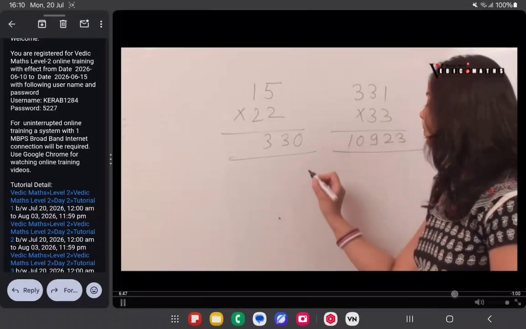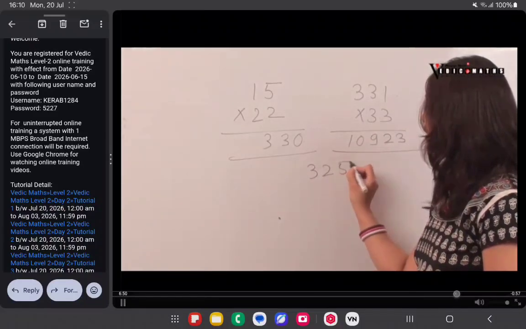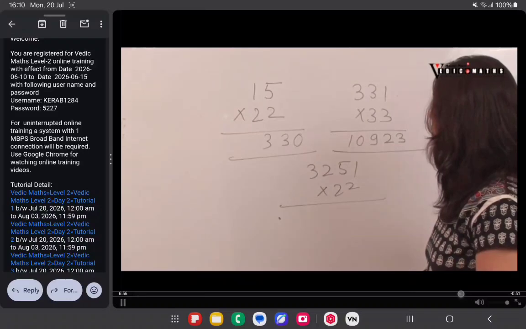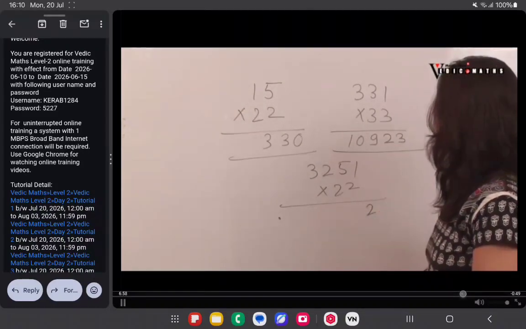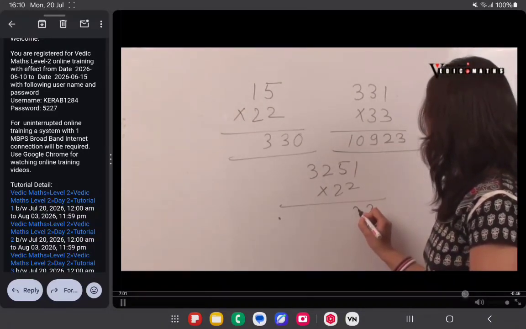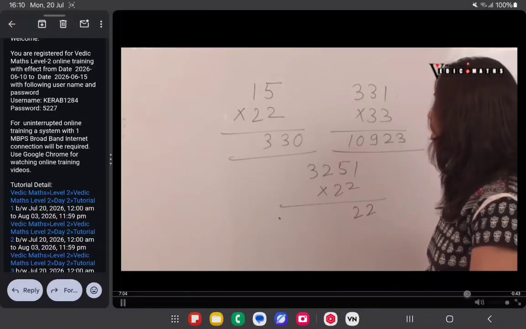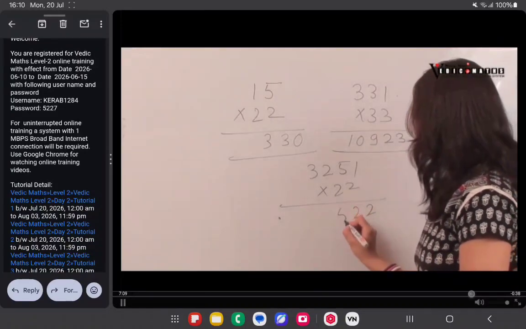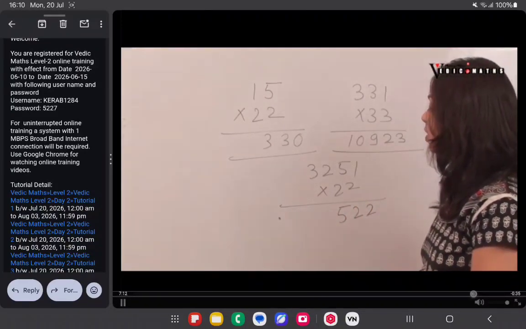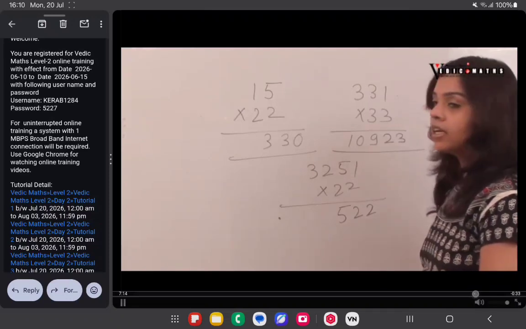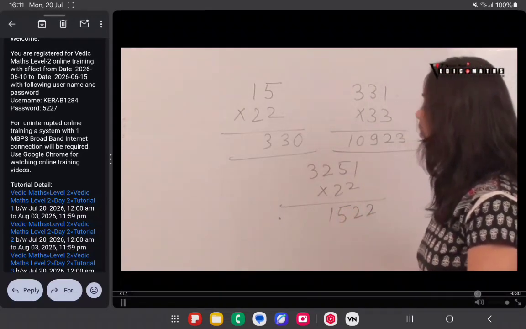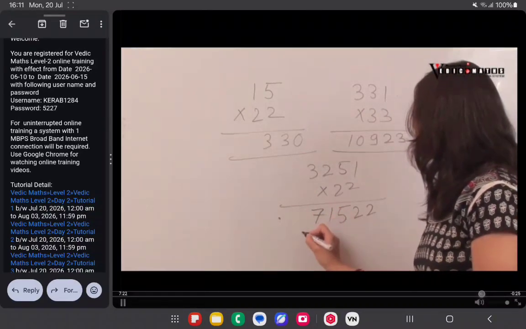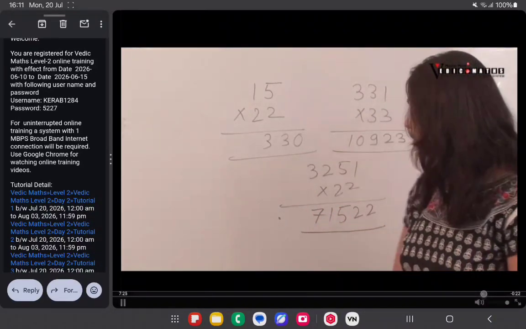Let's take one more sum. 3251 into 22. Process is 1 into 2 is 2. 5 plus 1 is 6 into 2 is 12. 2 will be here and 1 will be carried forward. 5 plus 2 is 7. 7 2s are 14 plus 1 is 15. 5 will be here, 1 will be carried forward. 3 plus 2 is 5 into 2 is 10 plus 1 is 11. 1 will be here and 1 will be carried forward. 3 2s are 6 plus 1 is 7. So our final answer is 71522.